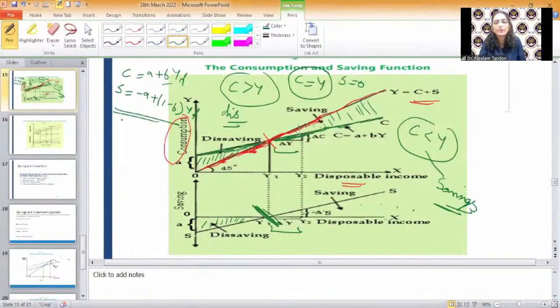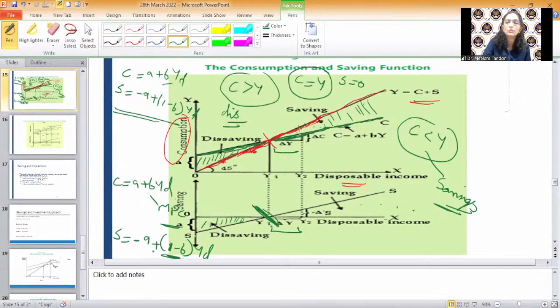And the saving function we have derived. Consumption is A plus B by D. B is MPC. The saving function is S is equal to minus A, because this autonomous is consumption at zero level of income, plus 1 minus B by D. This 1 minus B is MPS. MPS is marginal propensity to save, that is change in saving to change in income. Okay, so that's the concept.